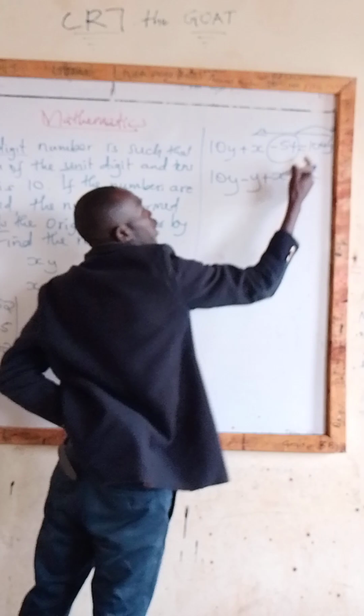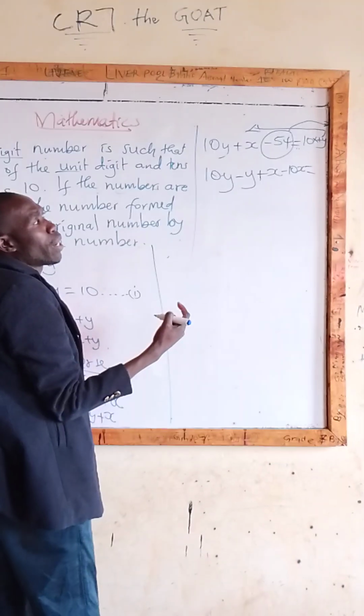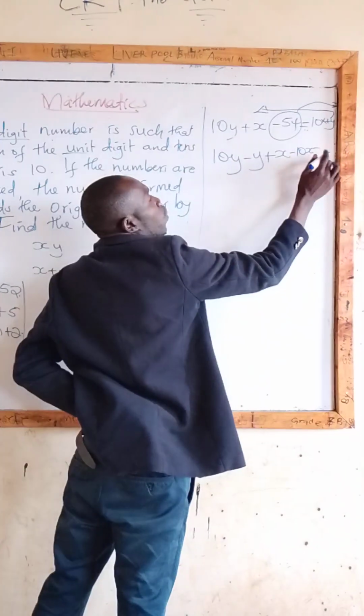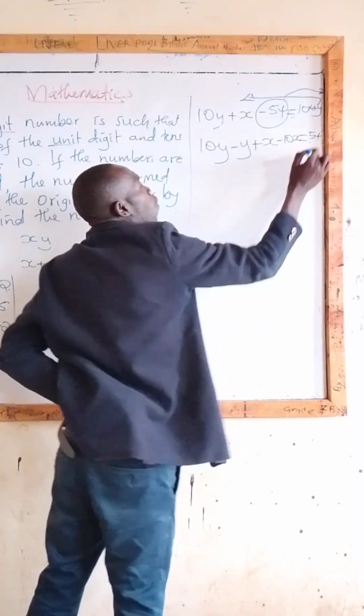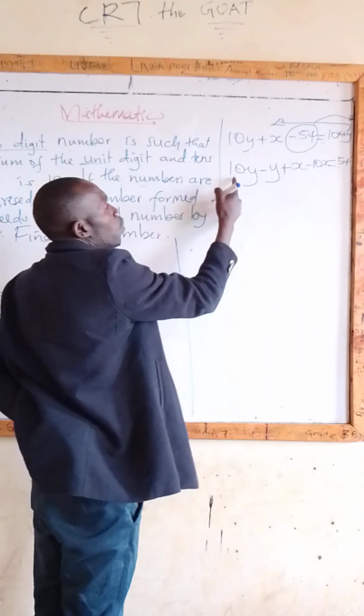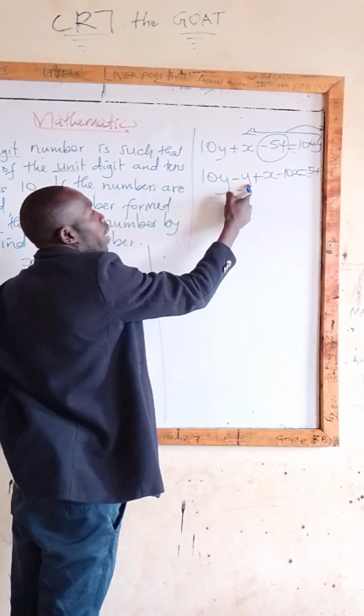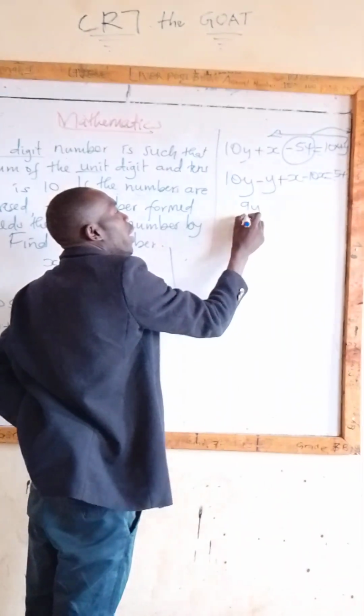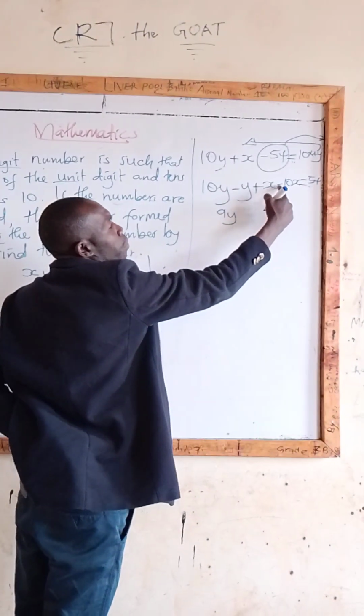54. We take it to the other side. It will as well pass the equal sign, so it will be positive 54. Therefore, we have now formed our second equation. The second equation will be 10y minus y, so we will have 9y, then plus x minus 10x.